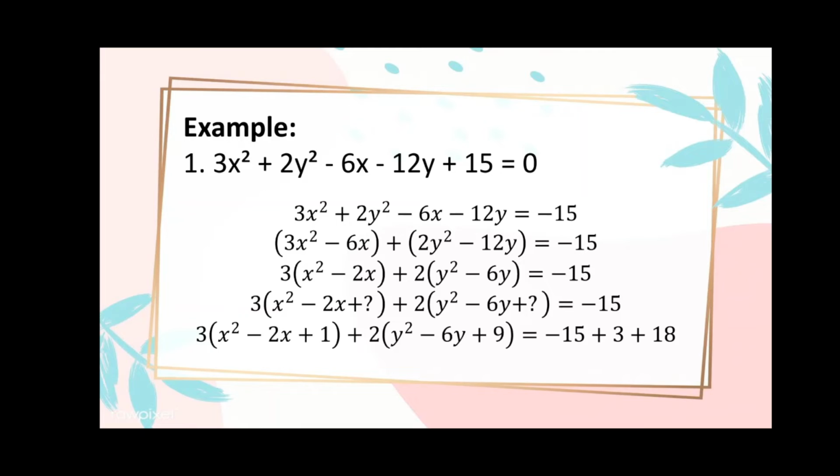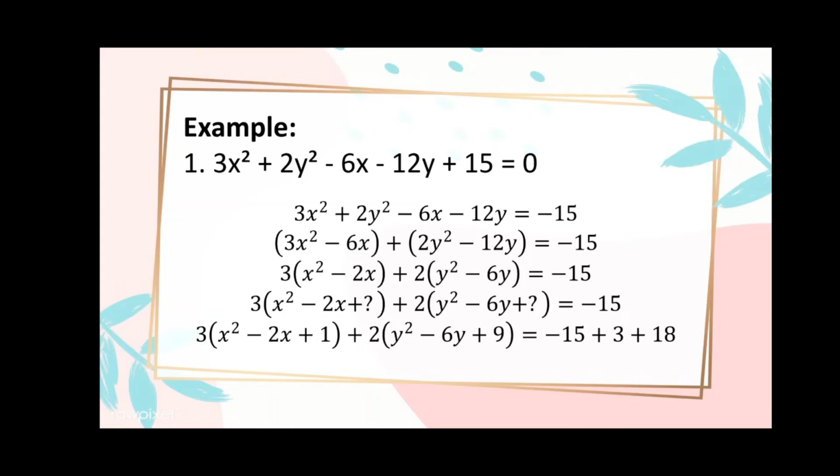Next is how do we get 9? So the second term is negative 6. Okay, so negative 6 divided by 2, that is negative 3. And negative 3 squared is simply equal to positive 9. So the last part is that we need to add, of course, the last term of the trinomial to the right side of the equation.